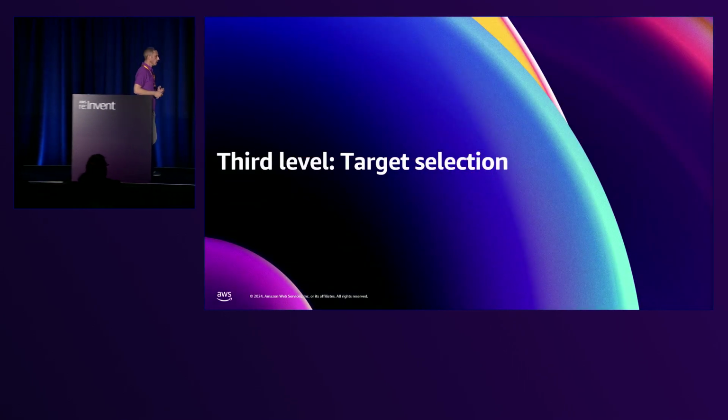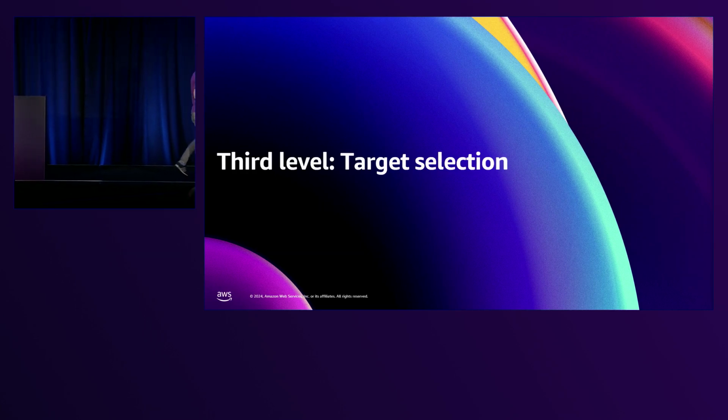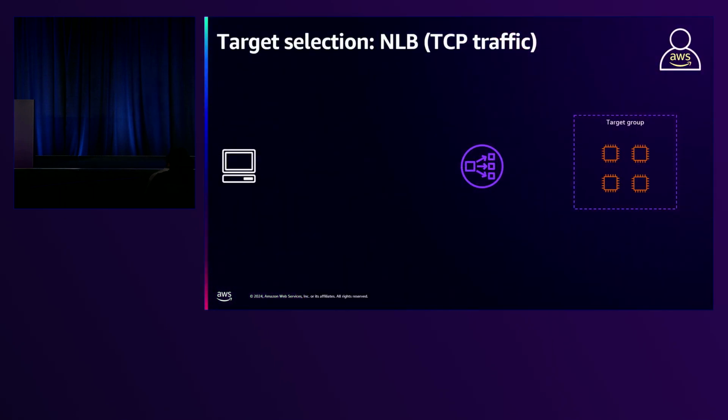Now let's move to the last stage, the target selection within the target group. We will see that each ELB product has its own routing algorithm, and for this reason, I'm going to discuss each one of them separately, starting with the network load balancer. NLB is the AWS managed service for layer 4 load balancing, and as a layer 4 load balancer it is able to perform the target selection also based on a combination of information at layer 3 and layer 4.